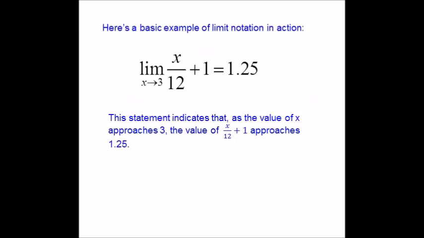Here's a basic example of limit notation in action. The limit of x over 12 plus 1 as x approaches 3 is 1.25. This statement indicates that if we plug in values for x that draw closer and closer to 3, then the value of x over 12 plus 1 will draw closer and closer to 1.25.